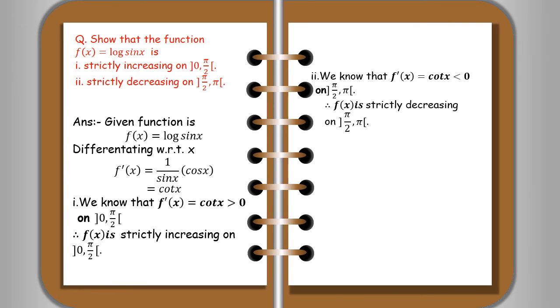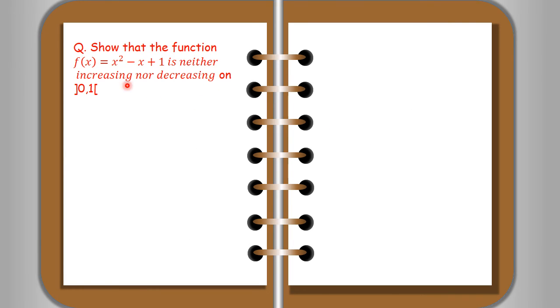So moving to the next problem. Here a polynomial function is given. You have to show that this is neither increasing nor decreasing function. We know that if a function shows both natures, increasing and decreasing, in a certain interval, then we can say the function is neither increasing nor decreasing. For showing it is increasing or decreasing, first we have to find the first derivative, that is f dash x. So let's find the first derivative of this polynomial function.